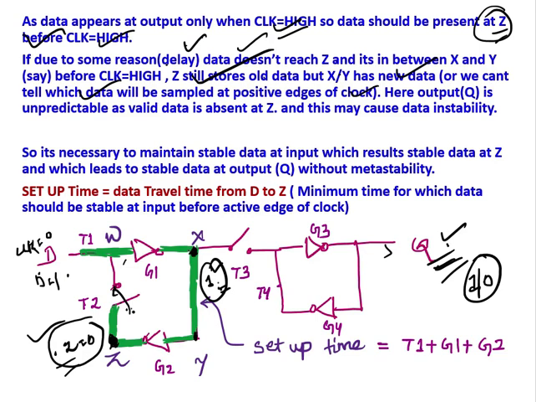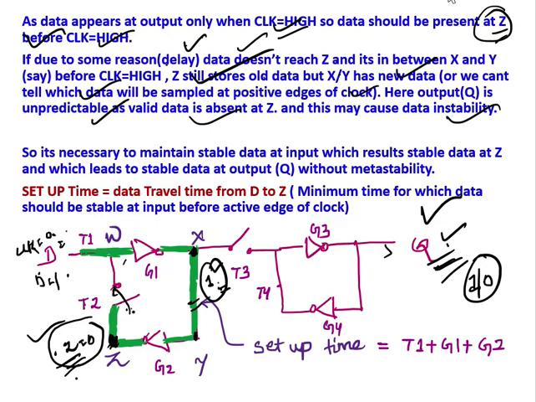We know that when D equal to 1, clock equal to 0, that data should be present here when clock equal to 1. But here what happens, because it could not reach this point and it is in between here, we cannot predict this data will be 1. So whatever data we have stored at Z, that one we get. Okay, this is unpredictable as valid data is absent at Z, and this may cause instability. Definitely this is going to change the circuit behavior, right?